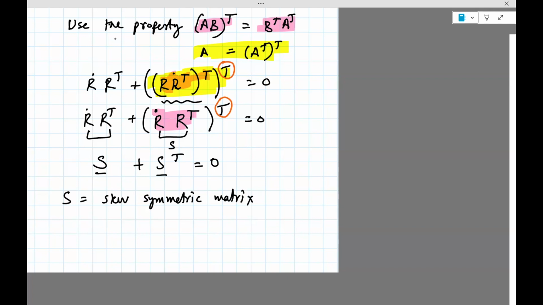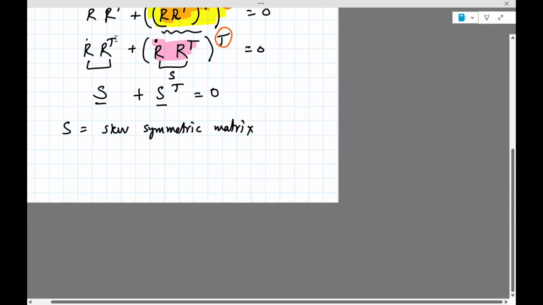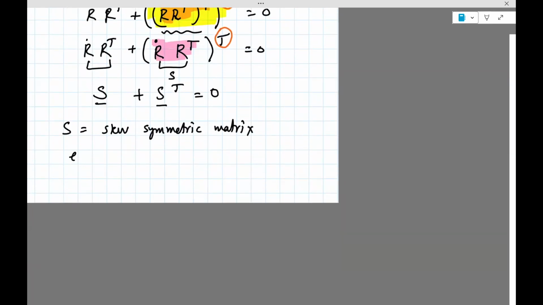Anything which follows this property is called a skew symmetric matrix. A skew symmetric matrix will have all diagonal terms as 0. An example would be if you want to compute S of A, where A is (AX, AY, AZ), then that would be, if I'm remembering correctly, [0, -AZ, AY; AZ, 0, -AX; -AY, AX, 0].